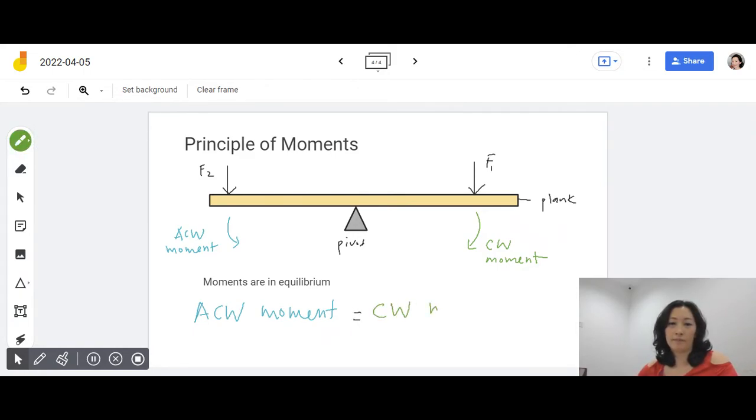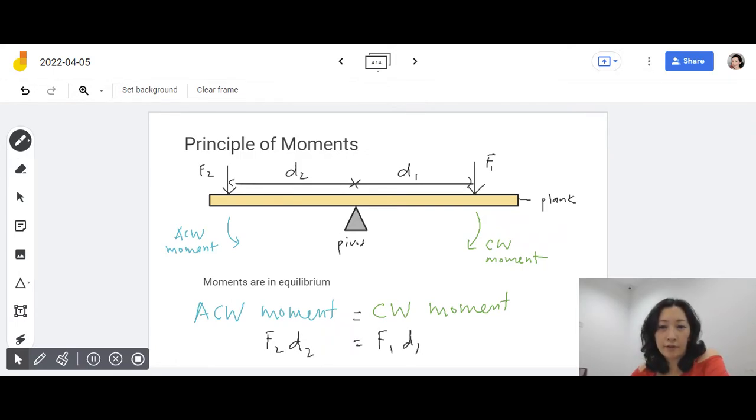How to calculate? This force times its own distance. Let me just do this, easier. Okay, F2 times D2 will be equal to F1 times D1. Can follow so far? But why? Because if it's in equilibrium, it means it's not moving, it's balanced. Yeah, imagine if you have a seesaw.